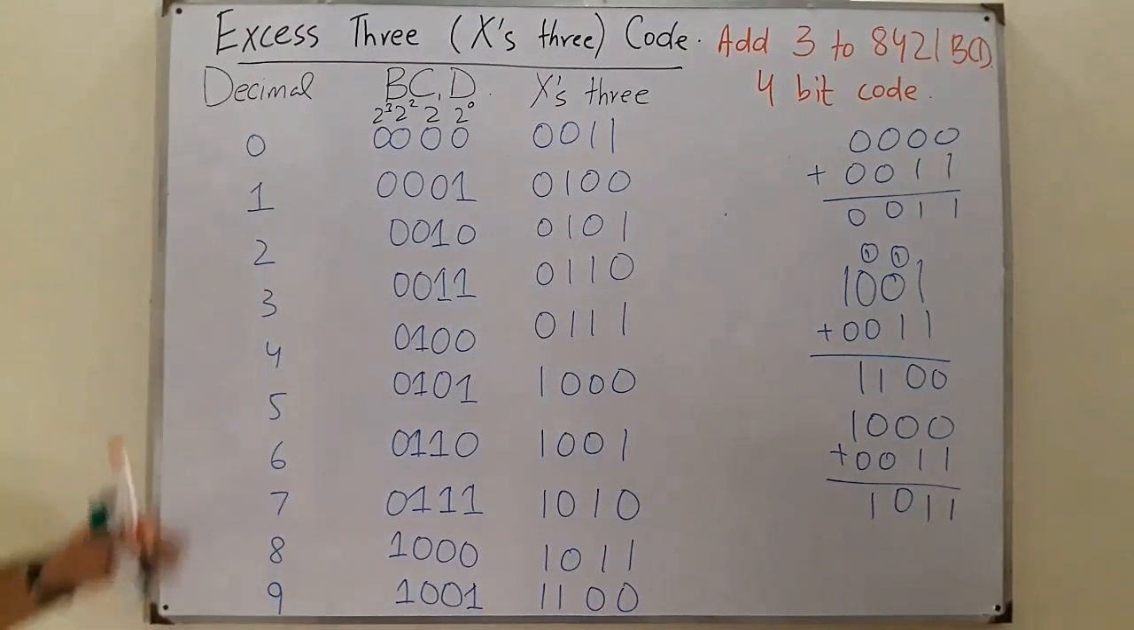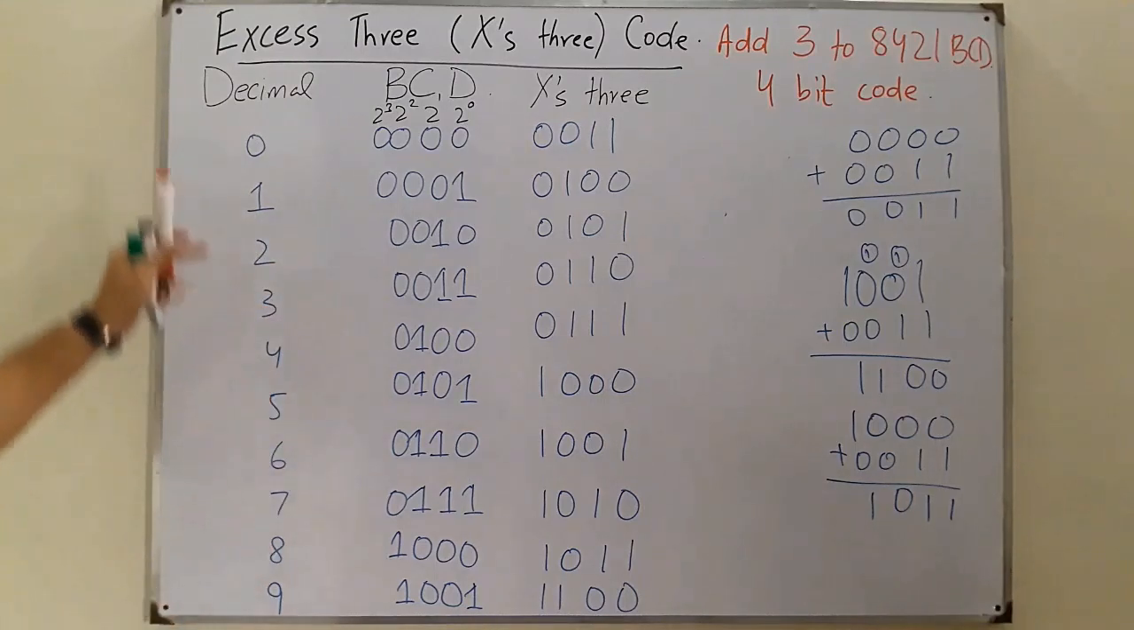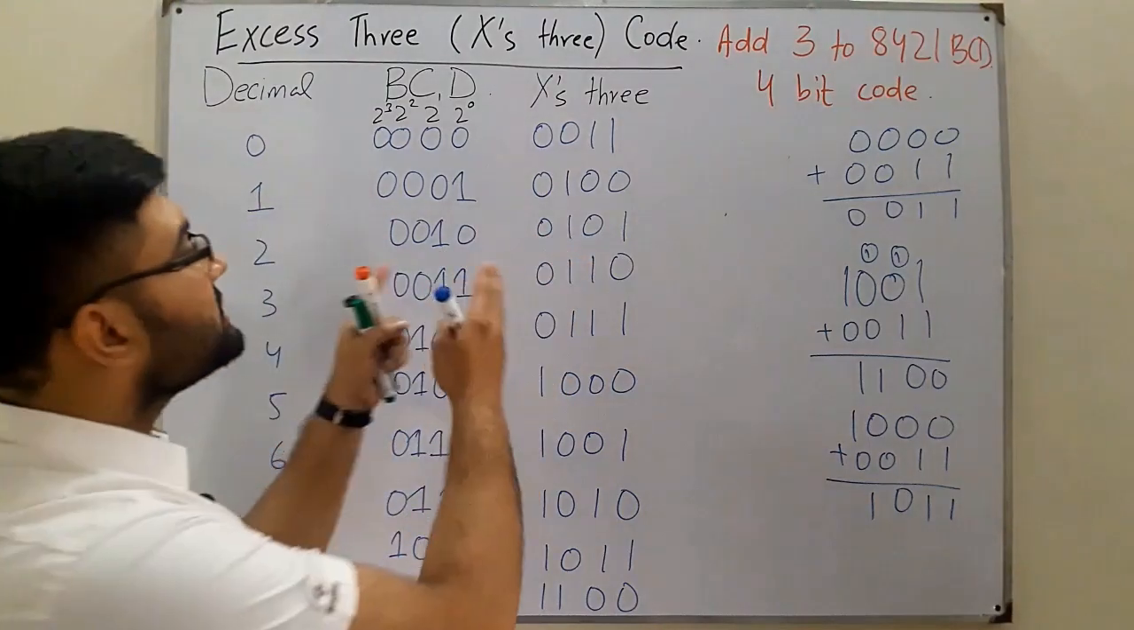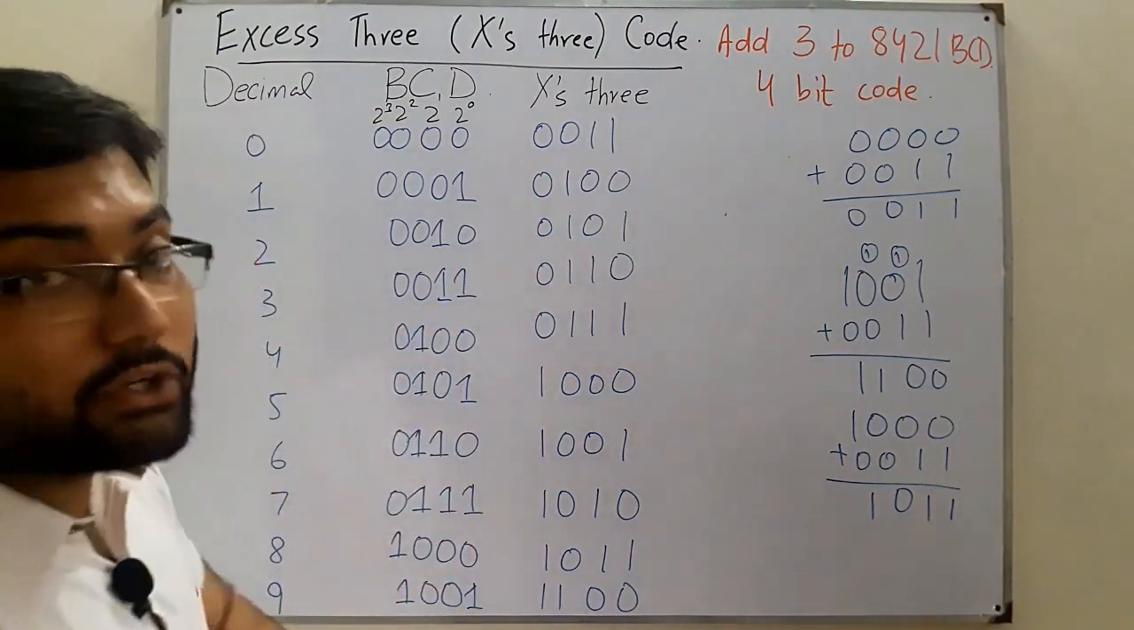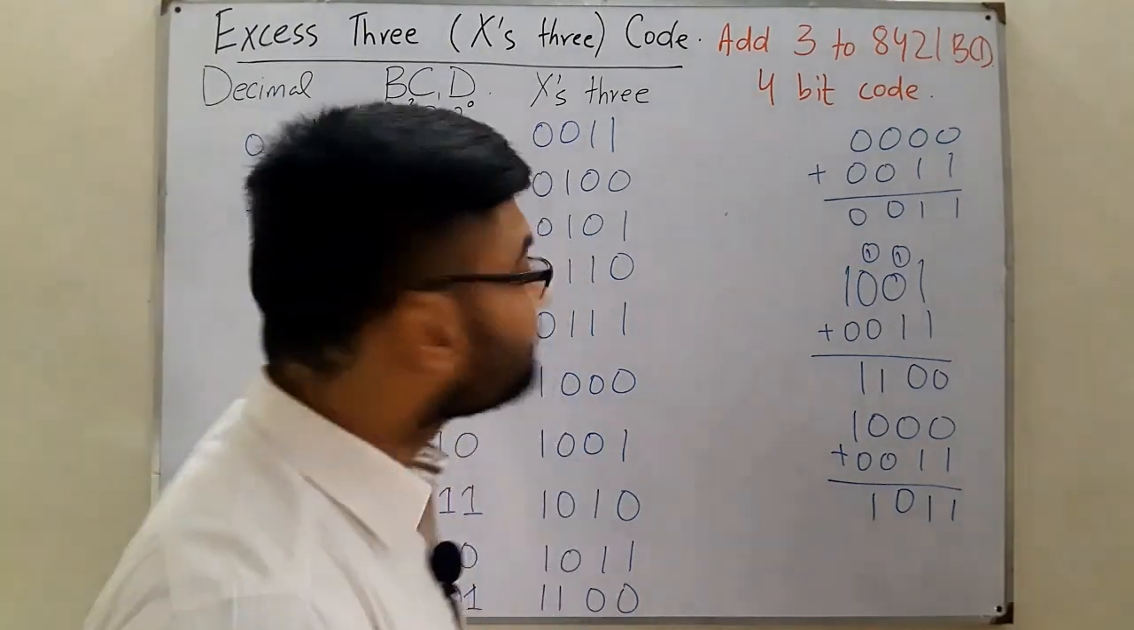So have a look now. This is the decimal number, a decimal digit, not a number, okay? This is for decimal digits from 0 to 9. We have the BCD code. You add 3 to the BCD, the 8421 BCD, you get a what? You get the Excess-3 code, all right?